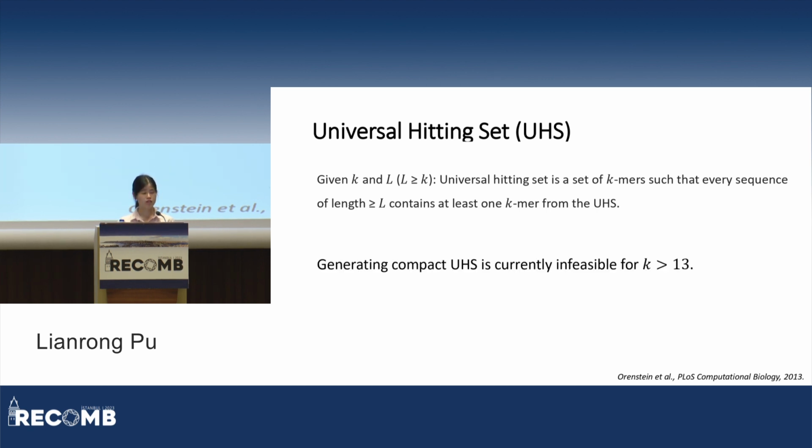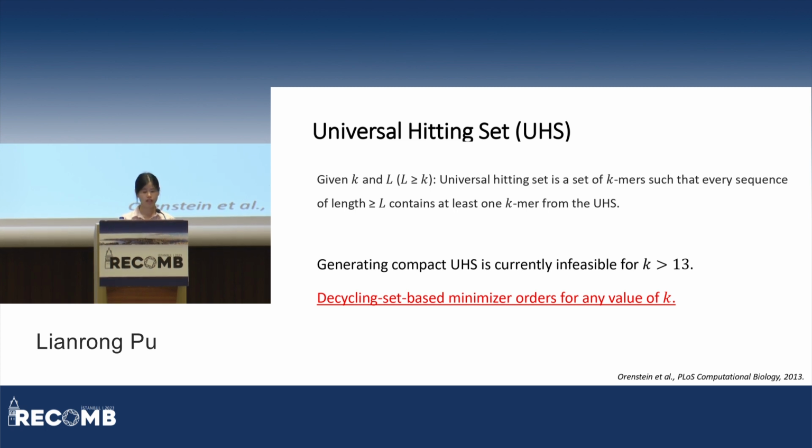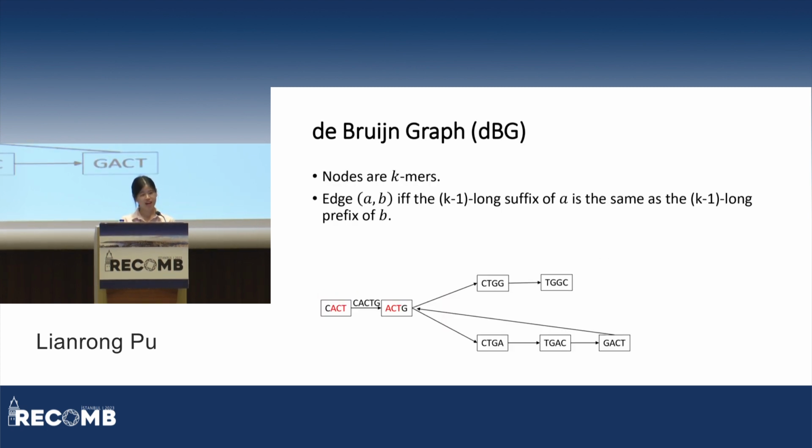However, even though a universal hitting set-based minimizer order can generate low density, it is currently infeasible to calculate a universal hitting set for large k. So in the talk today, I will introduce a minimizer order based on decycling set, which can provide low density similar to the universal hitting set or even lower, but it can easily scale to large values of k. Before I introduce our algorithm, I need to introduce 2 more concepts, de Bruijn graph and the decycling set.